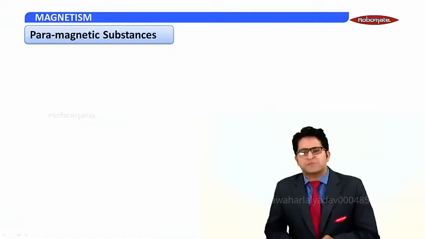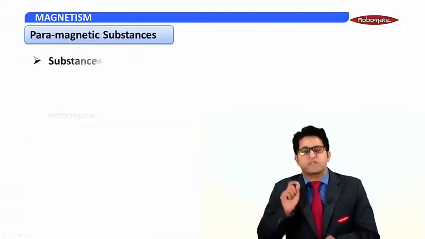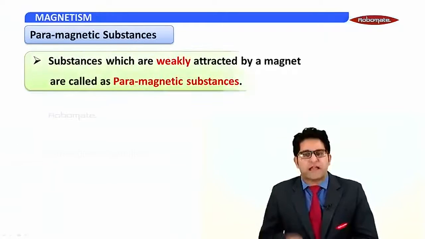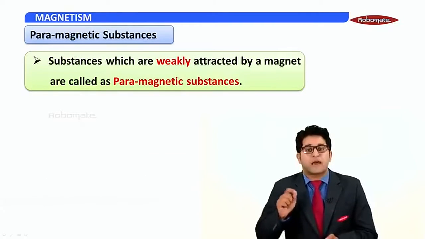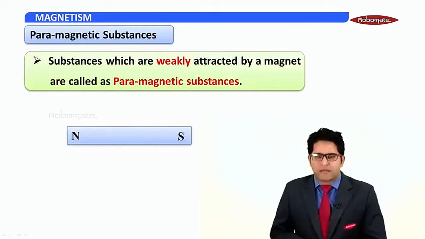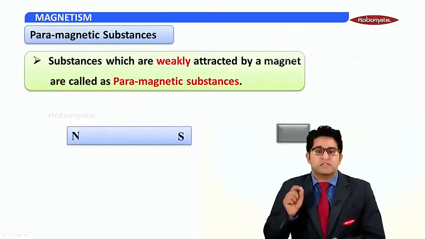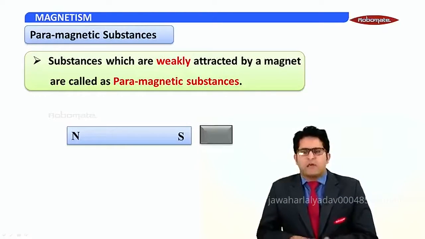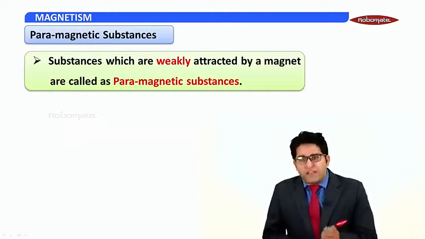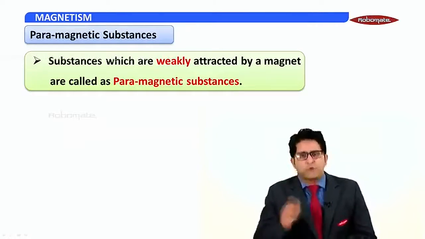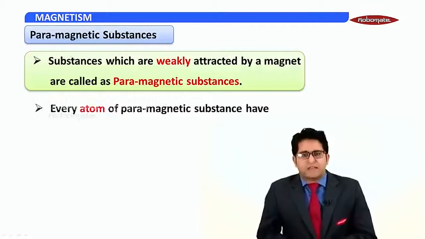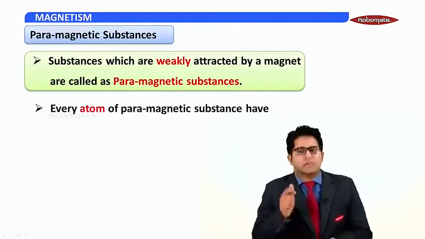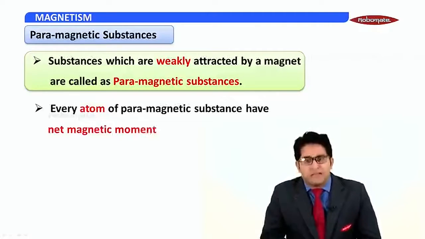Paramagnetic substances are those substances which are weakly attracted by the magnet, or I can say substances which are weakly attracted by the magnet are called paramagnetic substances. So let's say if I'm having a bar magnet and a paramagnetic substance, this paramagnetic substance will be weakly attracted by the magnet. Now, in a paramagnetic substance every atom has some magnetic dipole moment, but because of the thermal agitation or thermal energy, those atoms are randomly oriented.